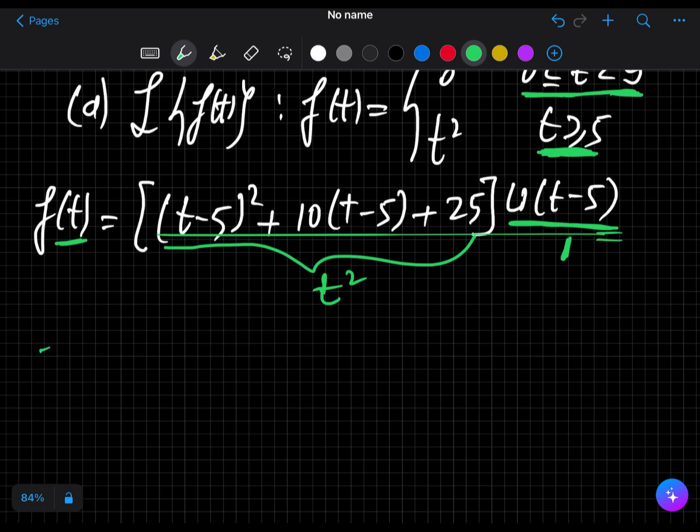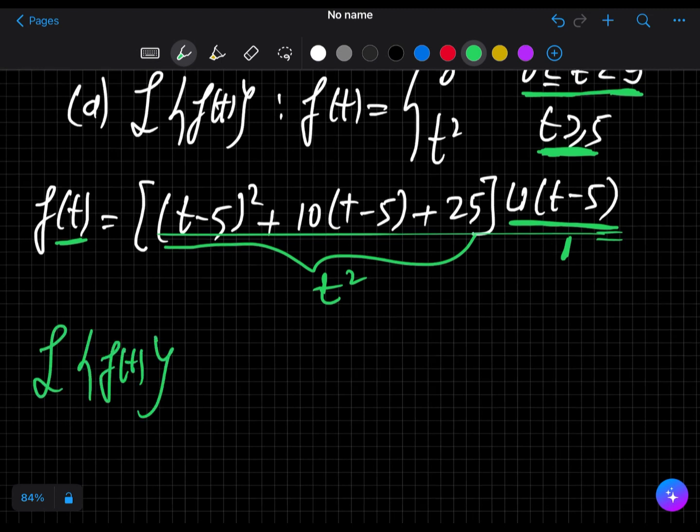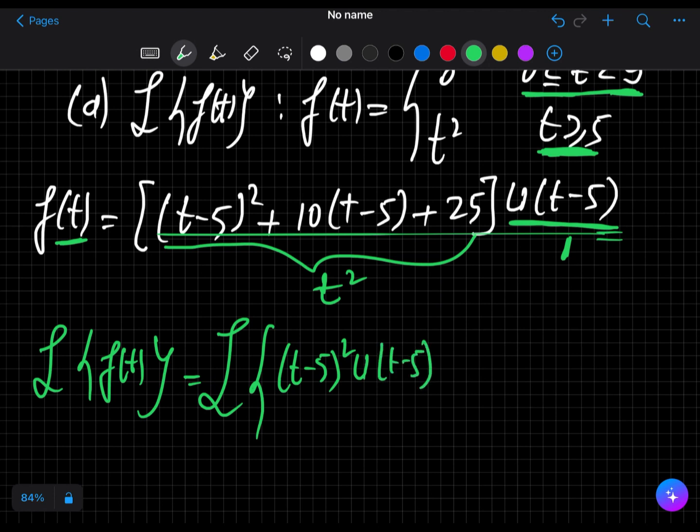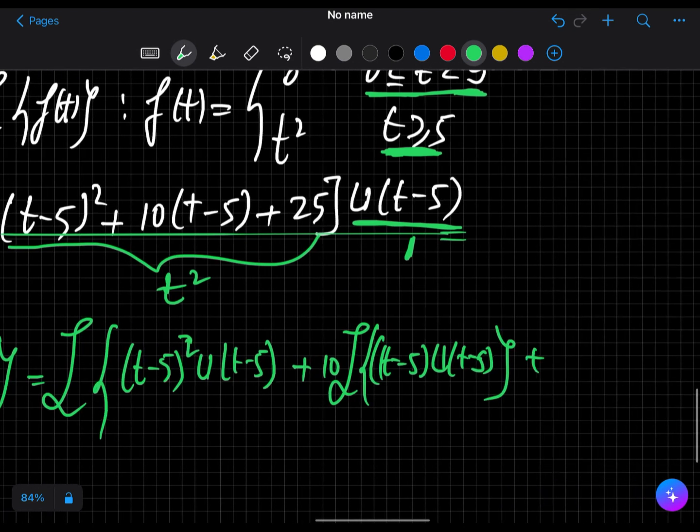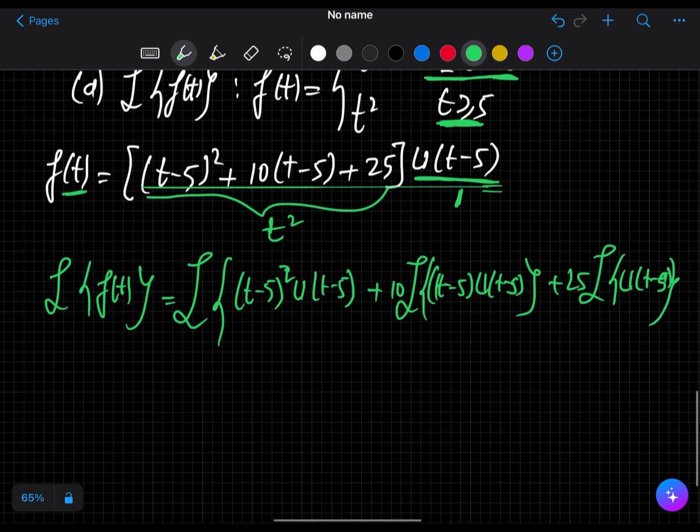So therefore, the Laplace transform of f of t will simply be the Laplace transform of t minus 5 squared u of t minus 5, right, plus 10 times the Laplace transform of t minus 5 u of t minus 5, right, plus 25 times the Laplace transform of u of t minus 5.